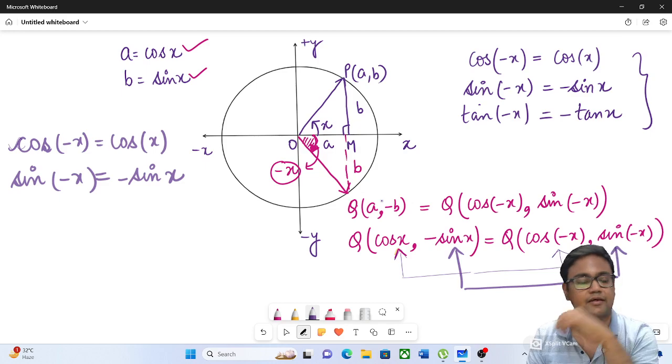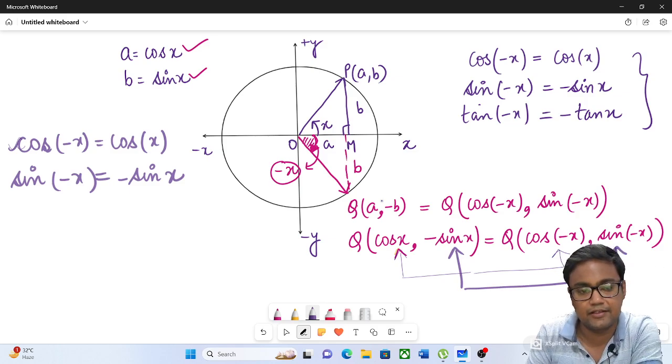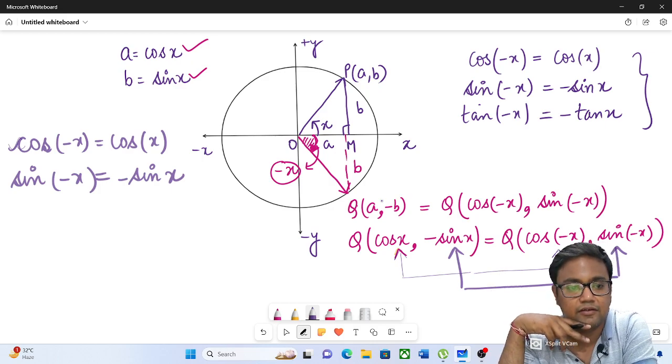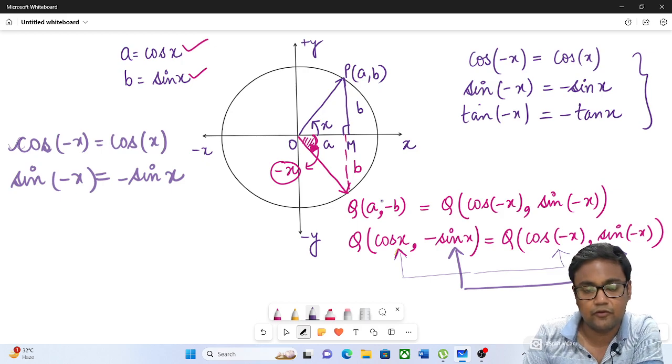Therefore, you should always understand why cos of minus x radians or degrees is equal to cos of x degrees. There is no impact on the rotation done by the revolving ray, because whenever you are taking the cosine of the angle, children, you always have to take the base.